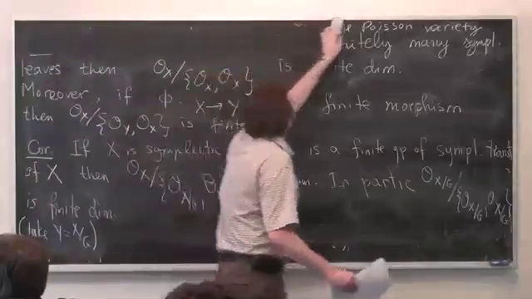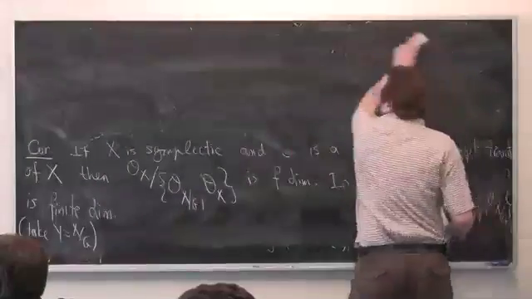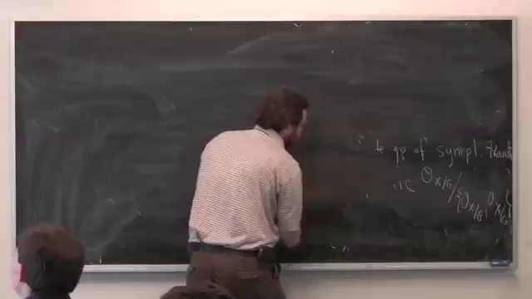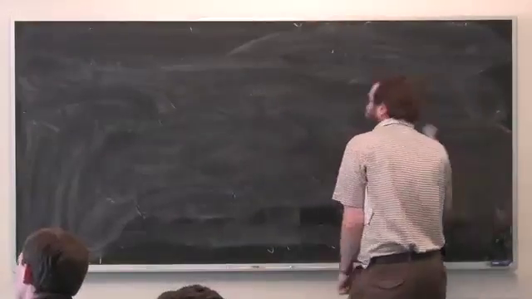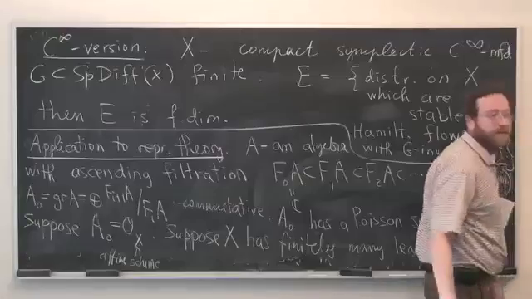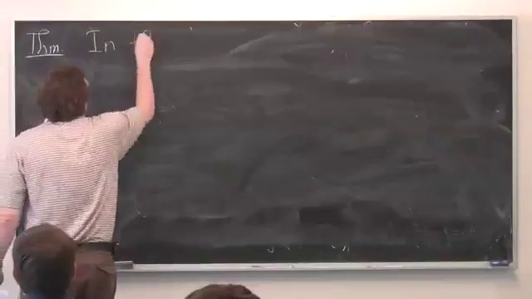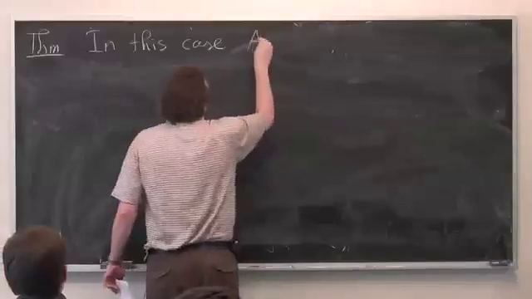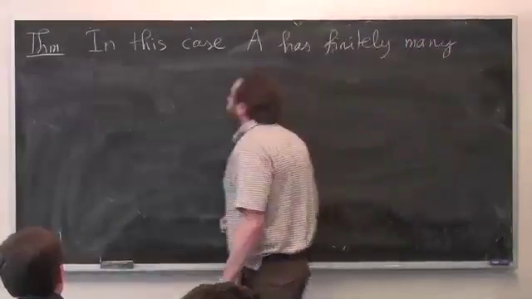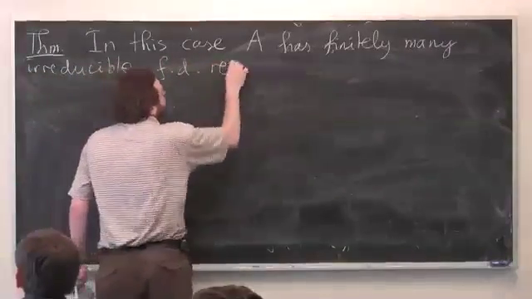And then the theorem is the following. The theorem is that in this case, A has finitely many irreducible finite dimensional representations up to isomorphism.